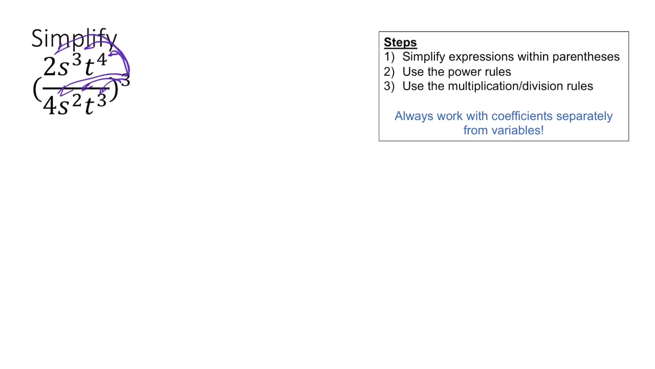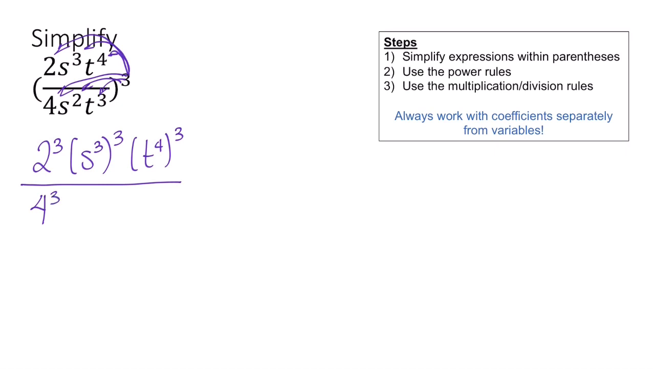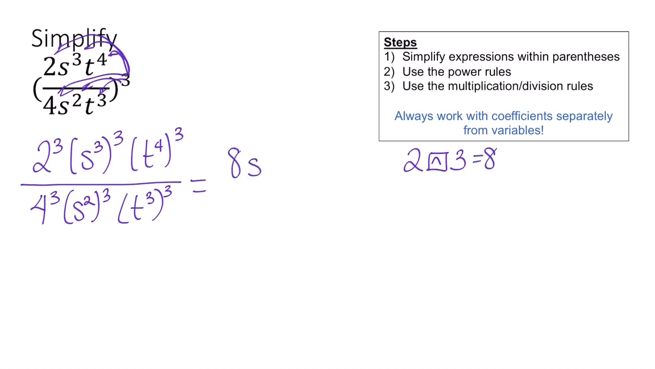So when we do that, we get 2 to the third times s cubed to the third times t to the fourth to the third over 4 cubed times s squared to the third times t cubed to the third. Okay, so now with whatever coefficients we have, we're just going to do the regular math operations, right? So the 2 to the third, you can do on your calculator. 2 to the third is 8. So I have 8. And then I have s cubed to the third.